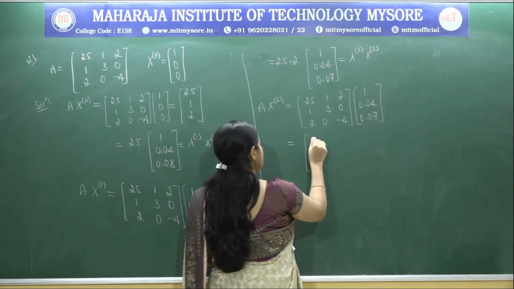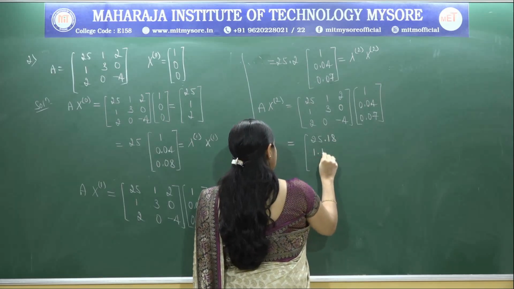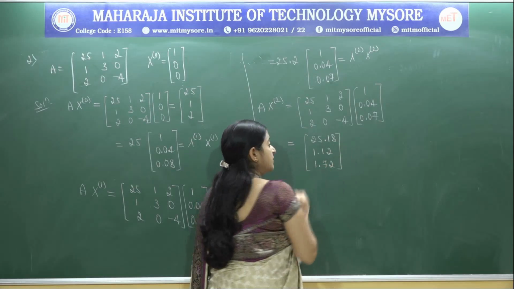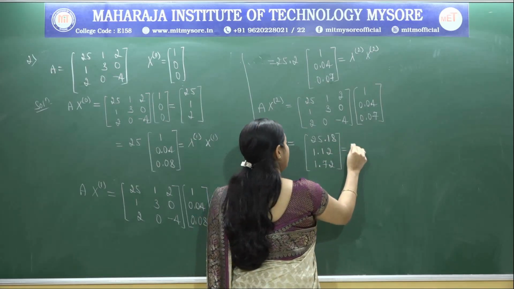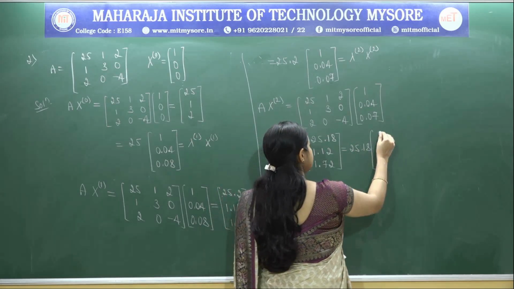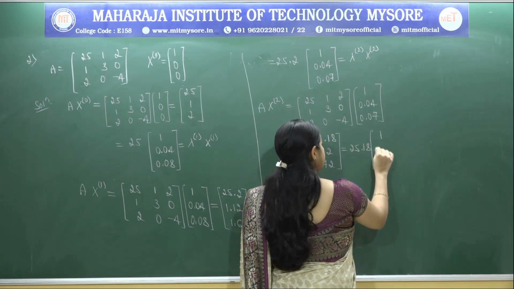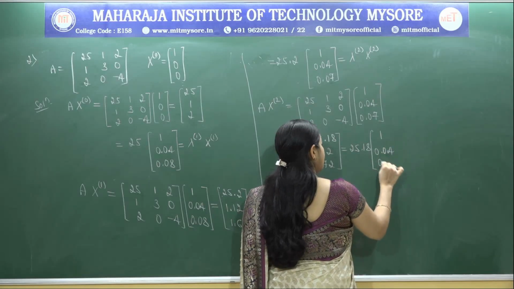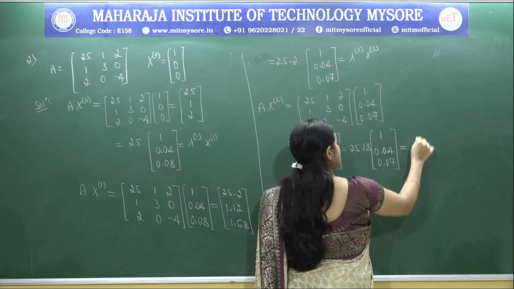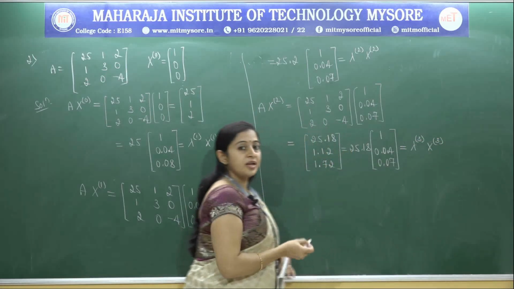Take the matrix multiplication, you will get 25.18, 1.12, 1.72. So in this, the 25.18 is the largest entry. Take this as a common, the first term is 1, the second term it is 0.04, third one 0.07. So I keep this as lambda with third iteration, x with third iteration.